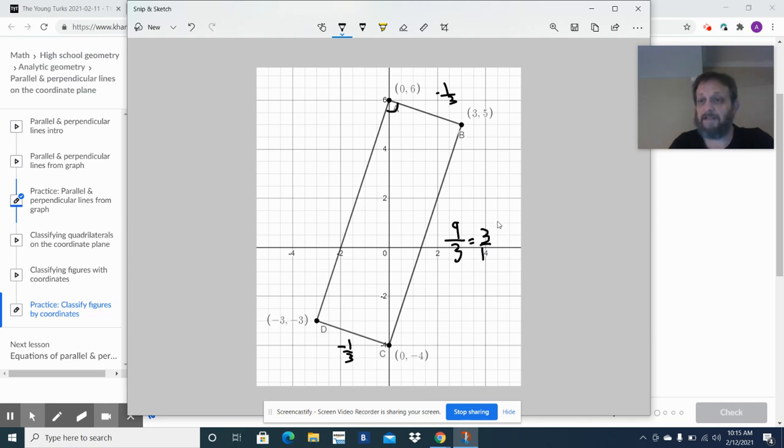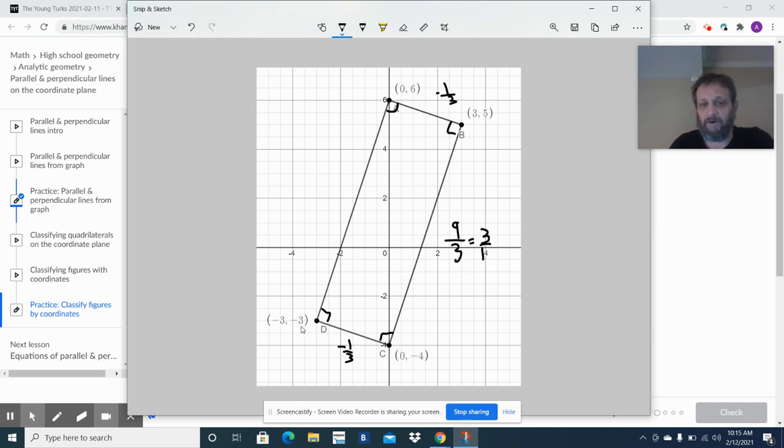Those are opposite reciprocals, which we just talked about in the first video I did. That clearly makes this a right angle, and it makes this a right angle. And since they told us this was a right angle, this also has to be a right angle. This is indeed a rectangle.